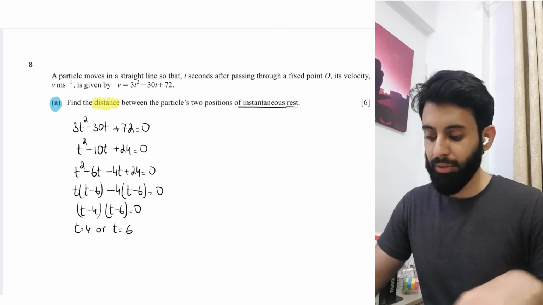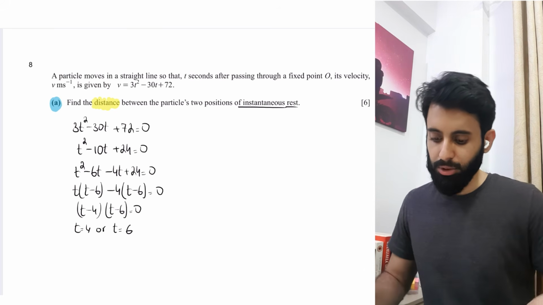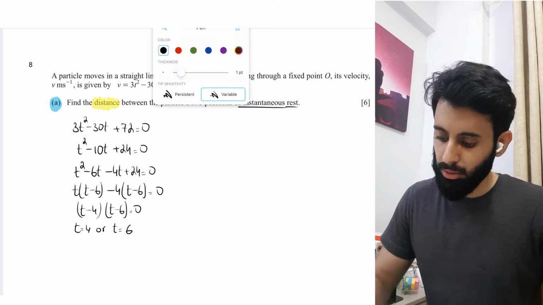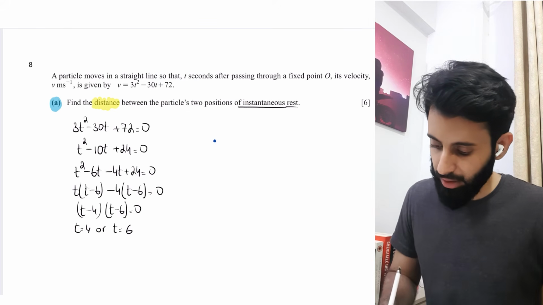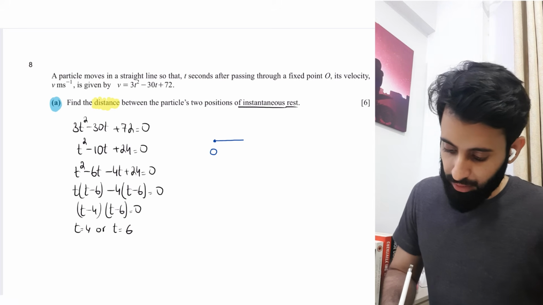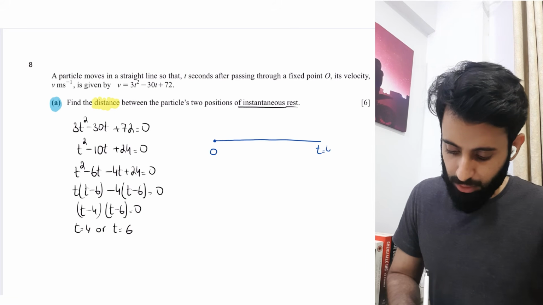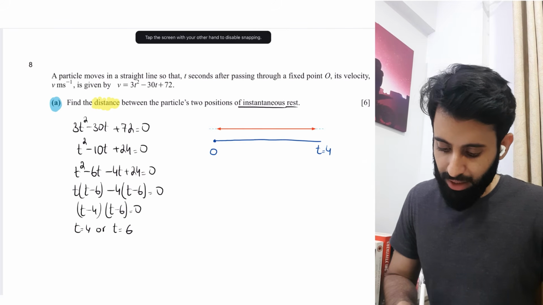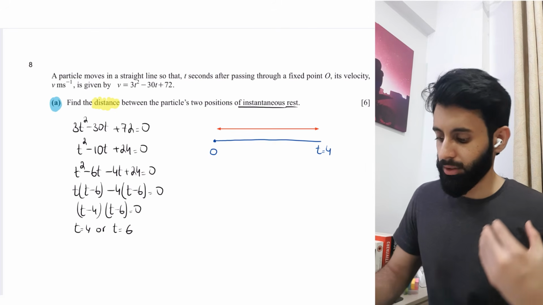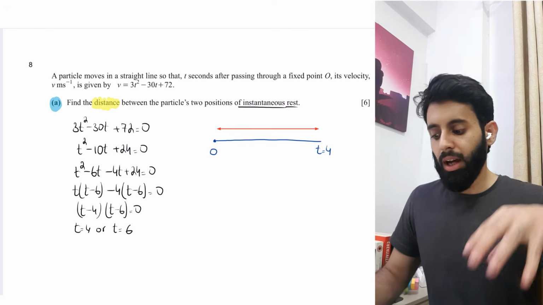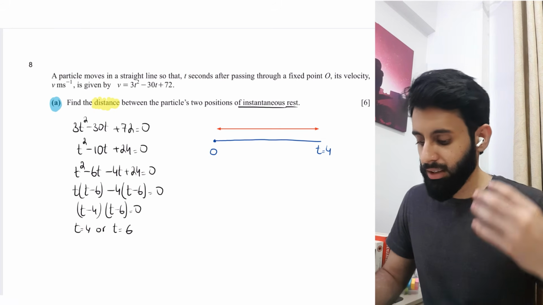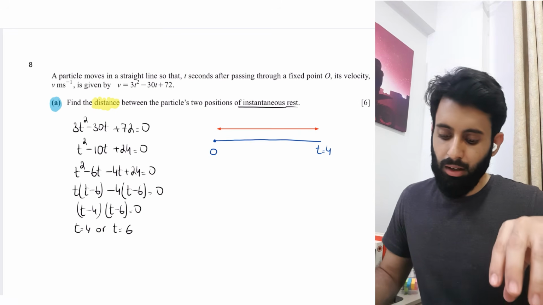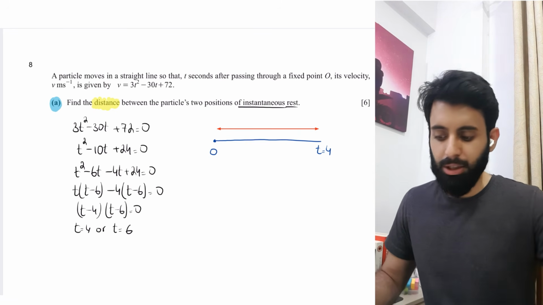Okay, now what do we have to do? We have to find out the distance between these two positions. The first thing I should emphasize is that we need to visualize what exactly is going on over here. So here is the starting point O, and the object comes to rest when t is equal to 4. Now what I would like to do is find out how far off this object is from the starting point when t is equal to 4. So we have the equation of velocity, and we need to find out the displacement, which means that we need to integrate velocity with respect to time. Now bear in mind, this object is starting from O. That means at t equals 0, the displacement will be equal to 0.